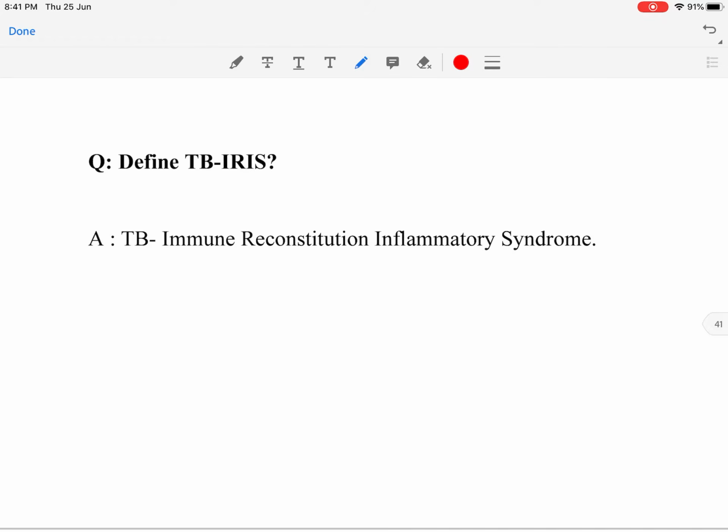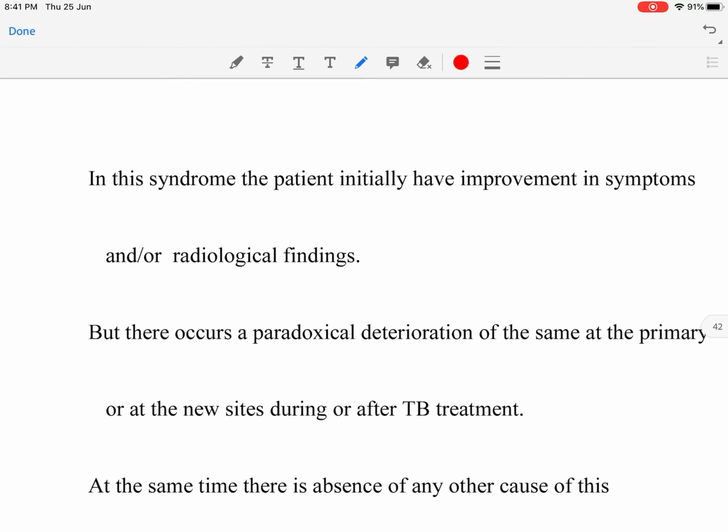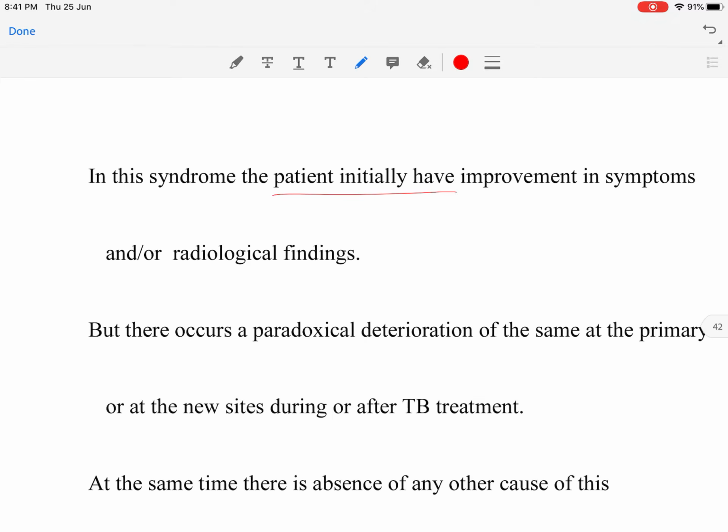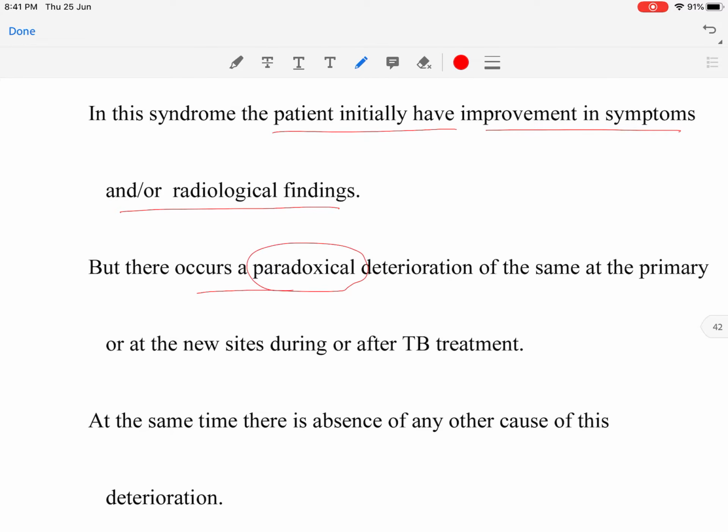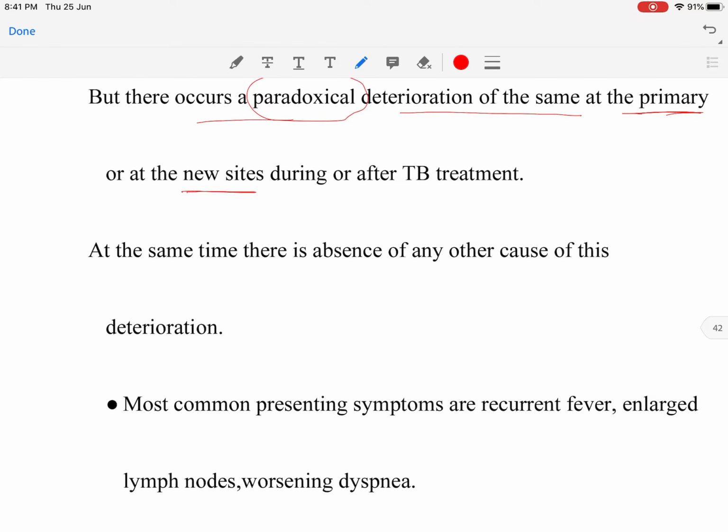This phenomenon is known as TB IRIS, the immune reconstitution inflammatory syndrome. This paradoxical reaction is also known as TB IRIS. In this syndrome, as we have discussed, the patient will initially improve in the symptoms and or radiological findings, but later on there occurs a paradoxical deterioration of the symptoms, either at the same site or at a new site. Also, at the same time there is absence of any other cause of this deterioration.